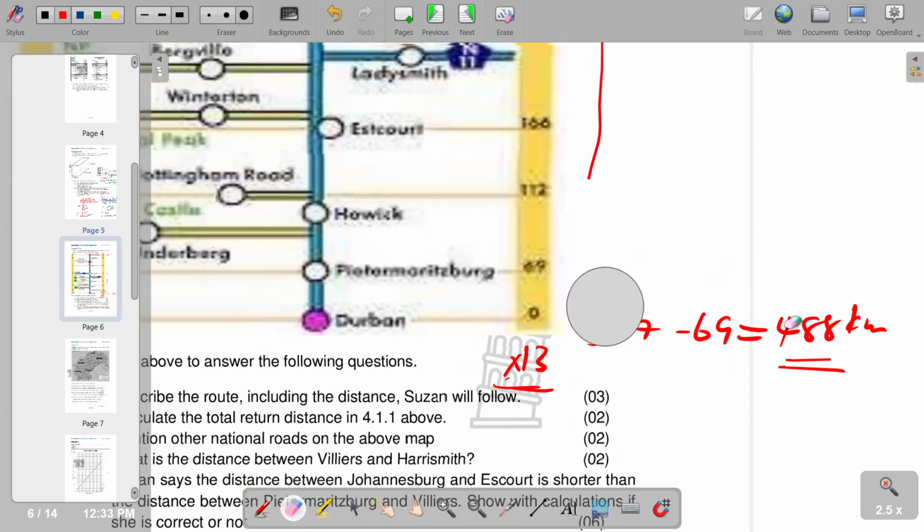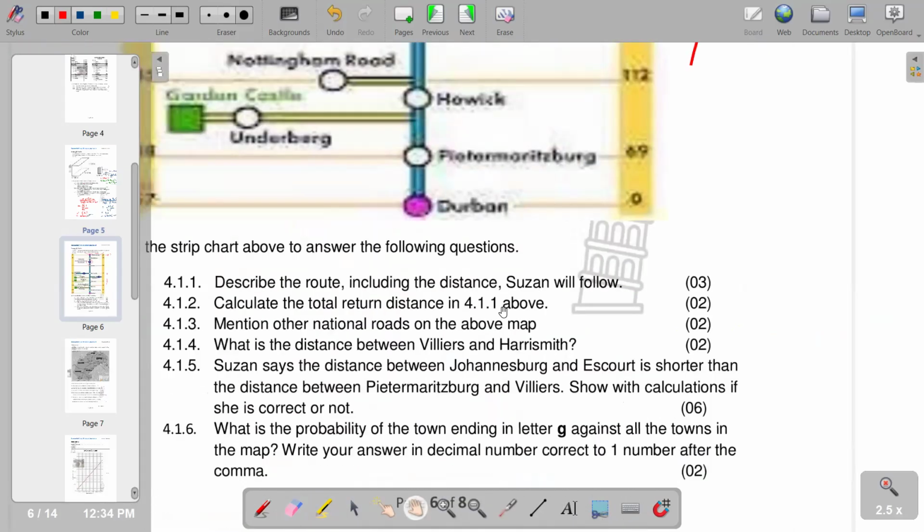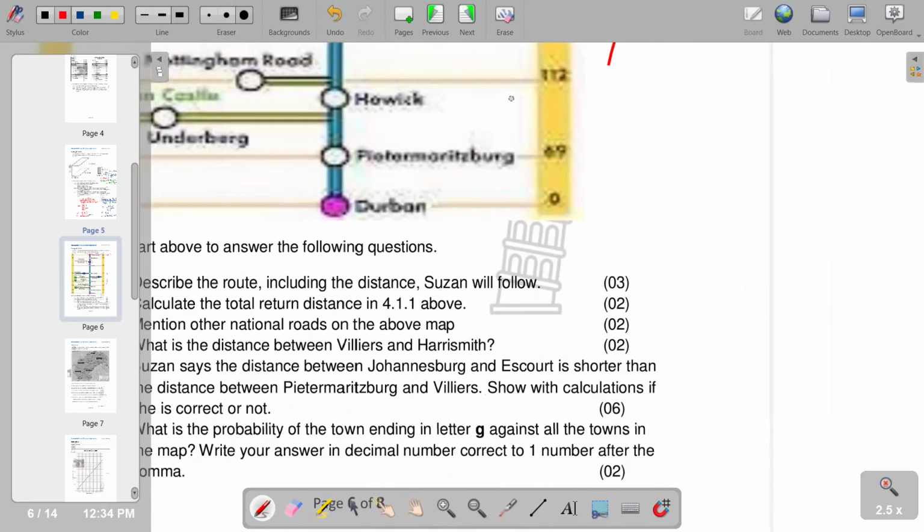Move on to the next question, which is saying calculate the total return distance in the 4.1 above. Of course, return, we are saying one way is 488. And when we have a return, we multiply by 2. So we do that, you get 976 kilometers. So basically that's what we have on that part. So from that now, we move on to the next part.